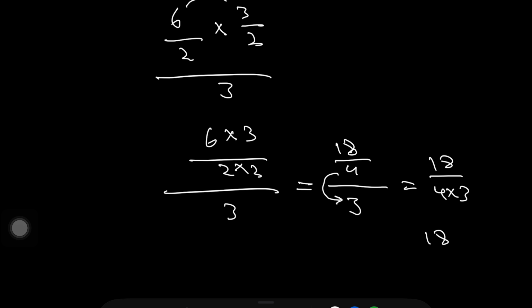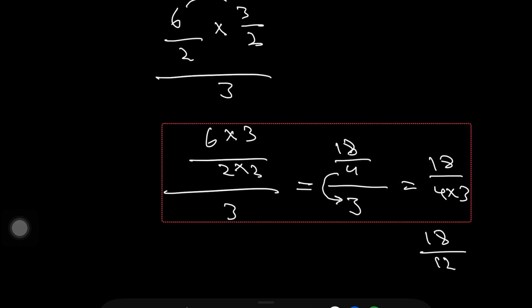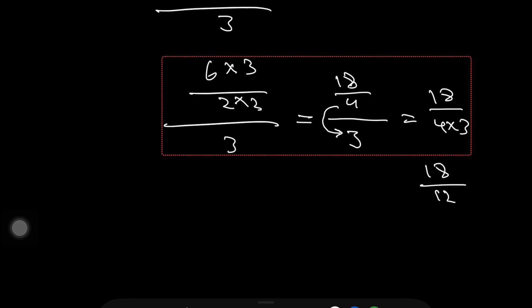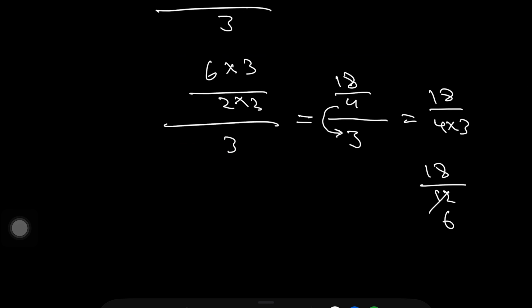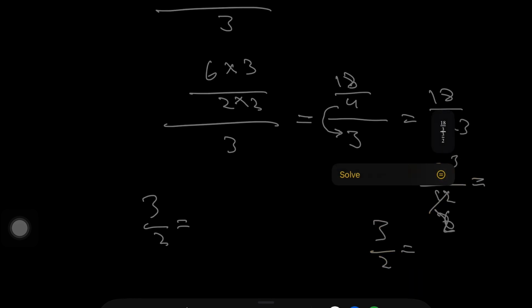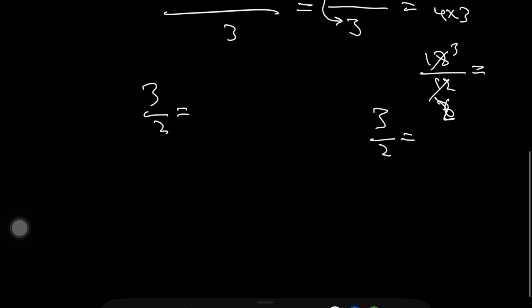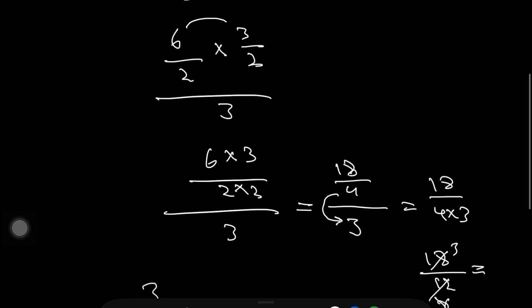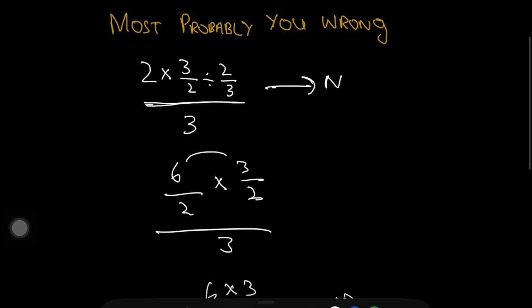So 18 divided by 12. Okay, so here 6 times and 3 times, 6 table on 12, 2 times and 3 times. When we solve 3 over 2, we will get the answer 3 over 2, and we will get the answer 1.5.